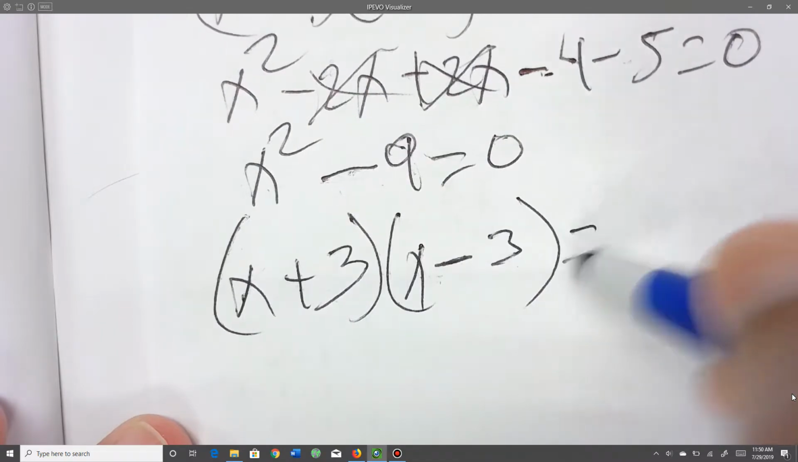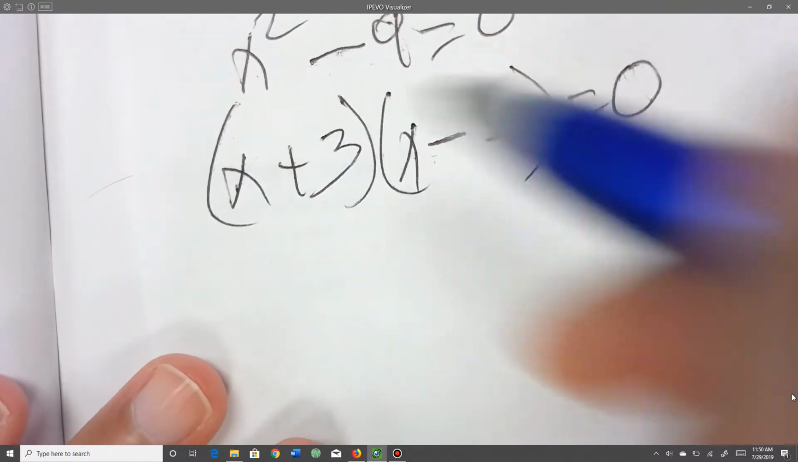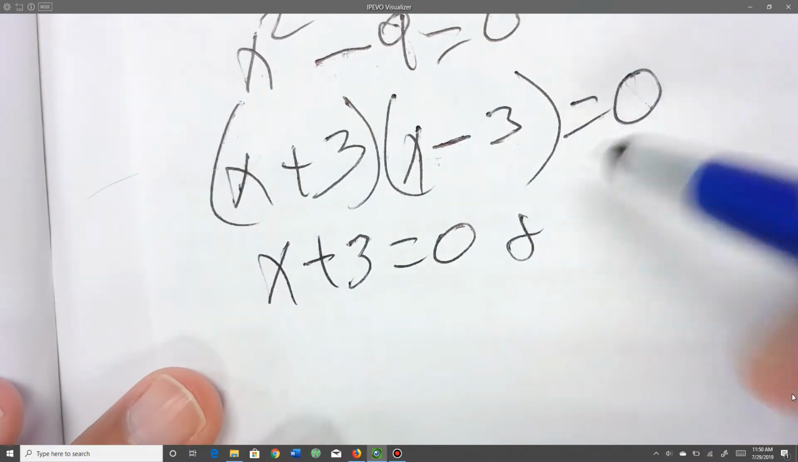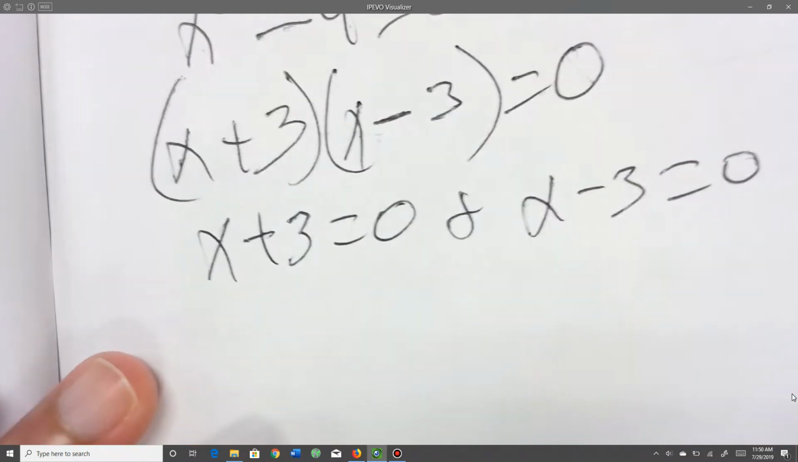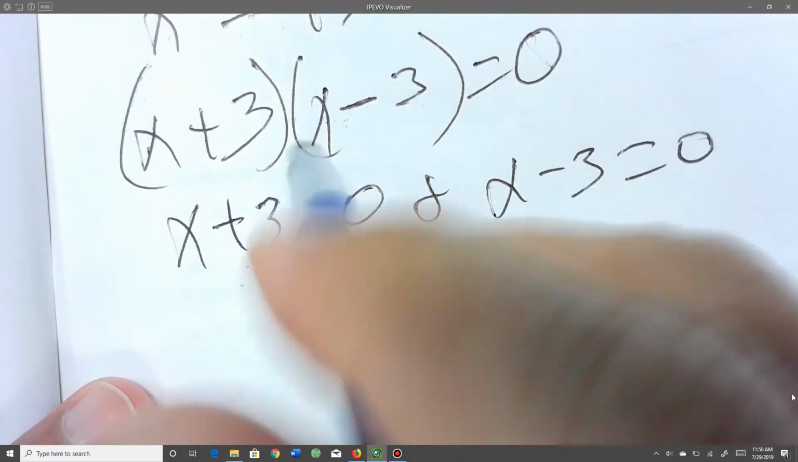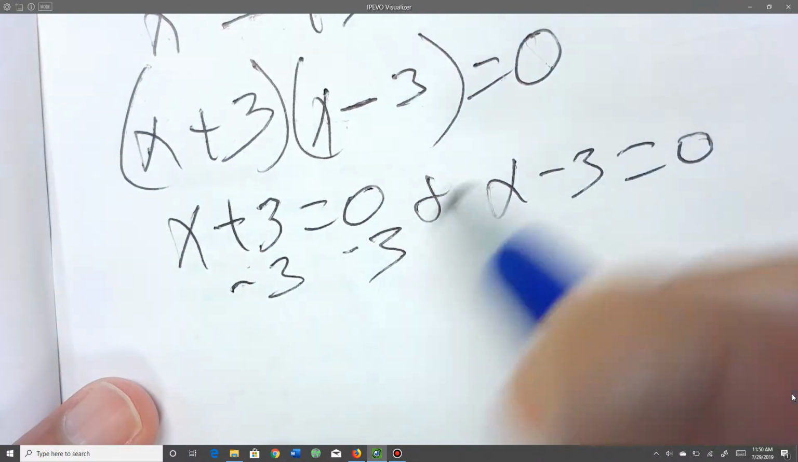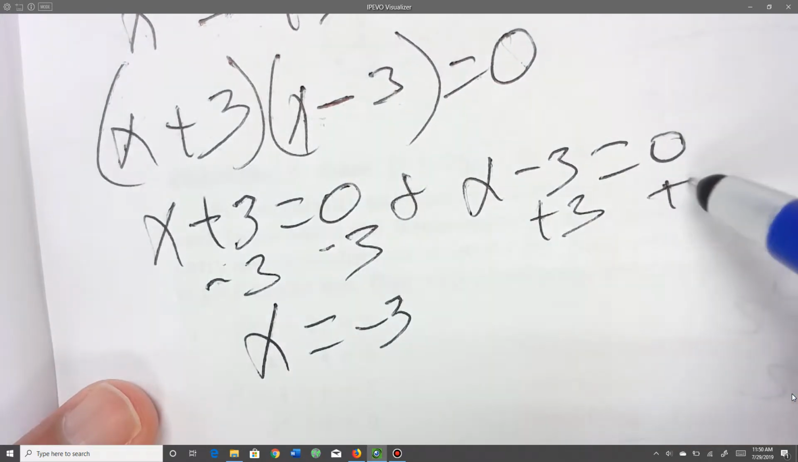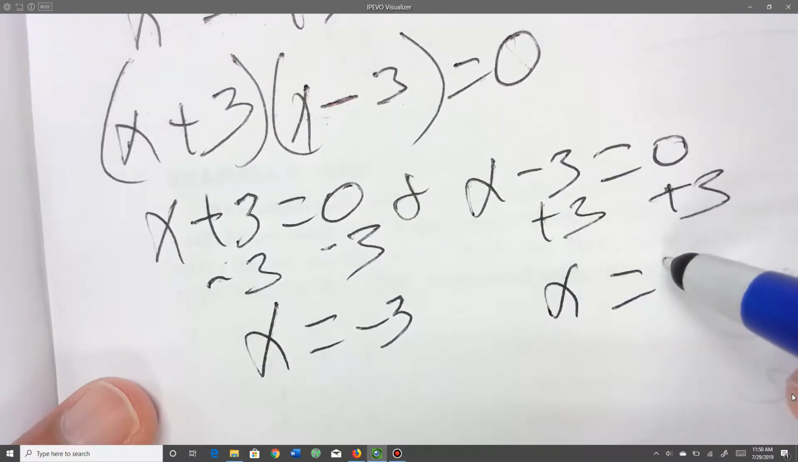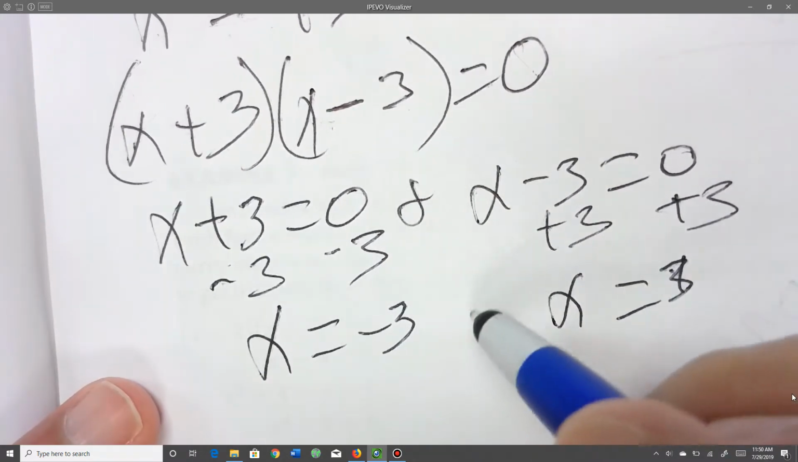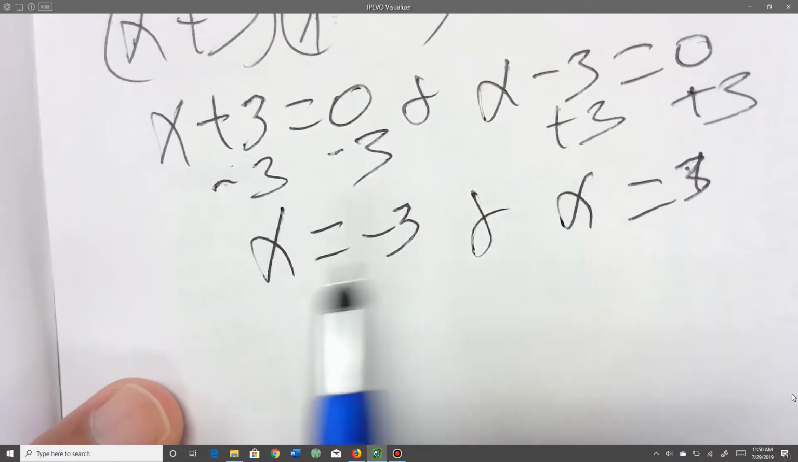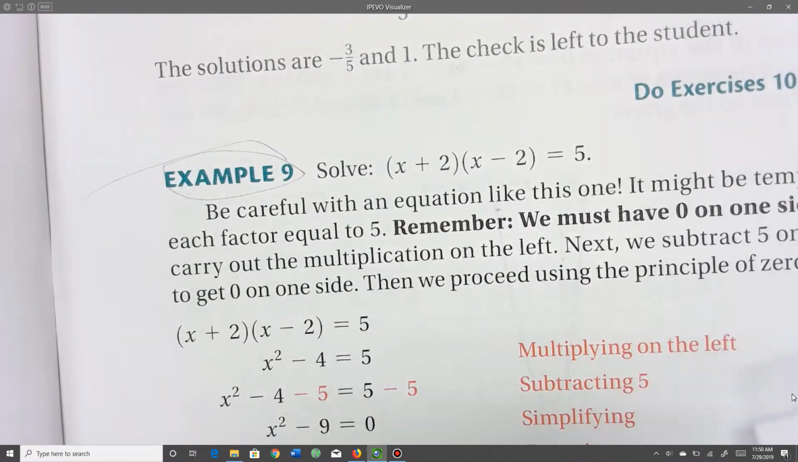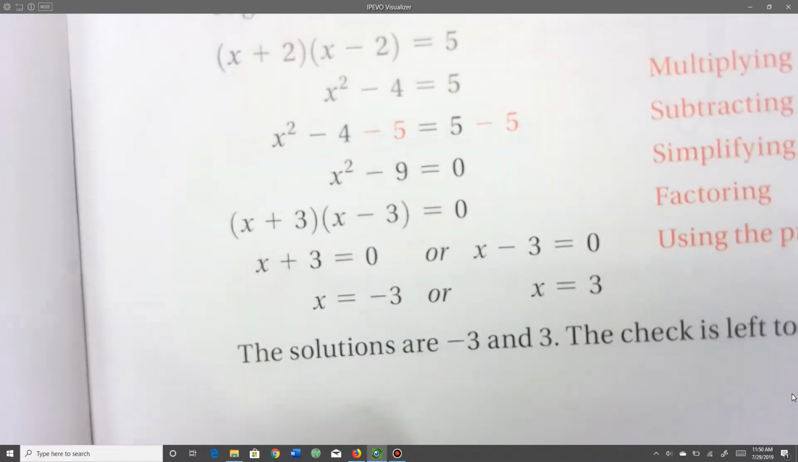Okay. And remember that this equals 0. This is what's going to allow us to set this as two different equations: x plus 3 equals 0 and x minus 3 equals 0. Subtract 3 from both sides here. That's x equals negative 3. Add 3 to both sides here. That's x equals 3. So we have two different answers here. X equals negative 3 or positive 3.